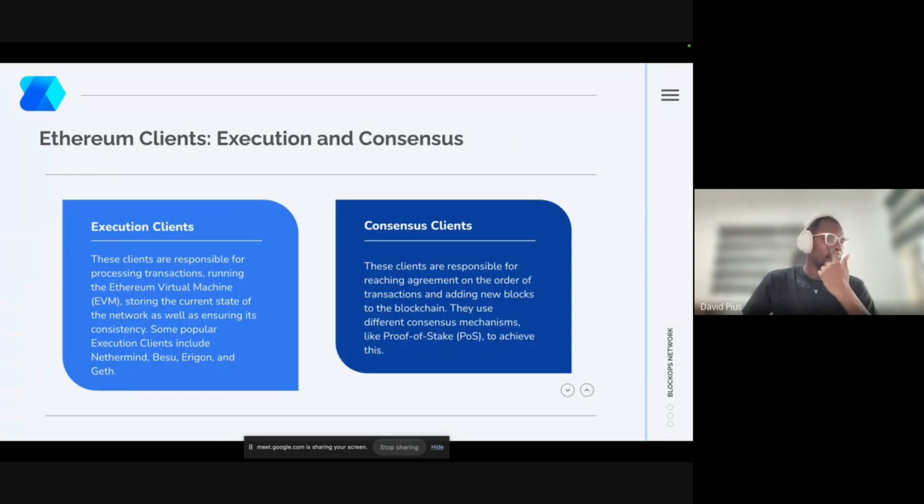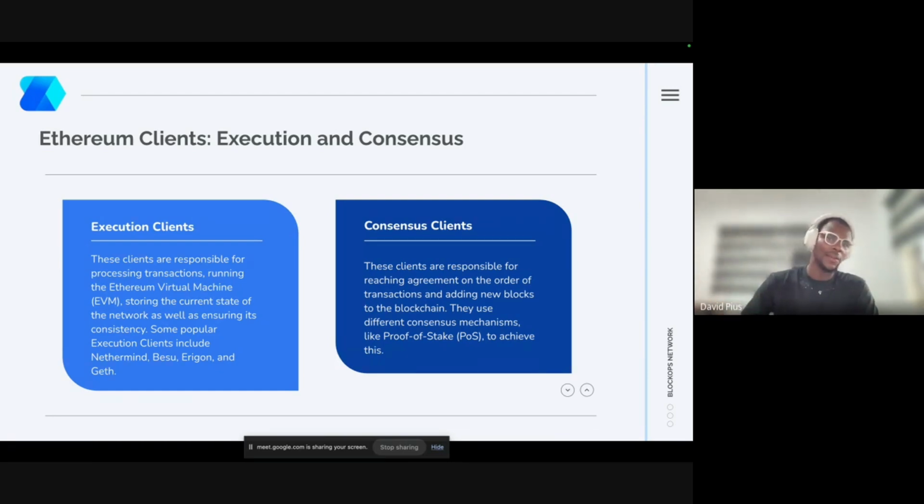Talking about the clients, as I said, you need 3 clients. You have the execution client, the consensus client, and the validator client. The validator client mostly goes together with the consensus client, but it's also a software that you run.